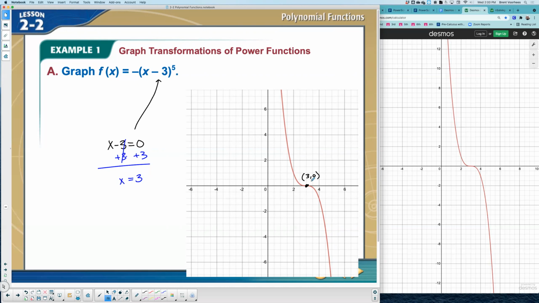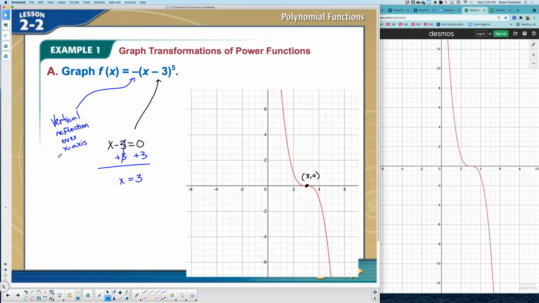Different question. Why does this graph go down? Why does it not increase? Why does it decrease? Because it has this vertical reflection out in front. That makes it negative. So that's just a quick review right there. Vertical reflection, if it's a vertical reflection, it crosses over the x-axis because it goes from the top to the bottom, which means you have to cross the x. So there's your notes for example 1A.